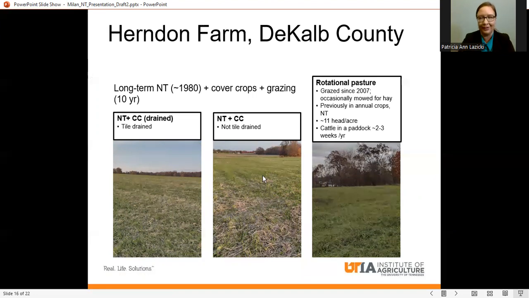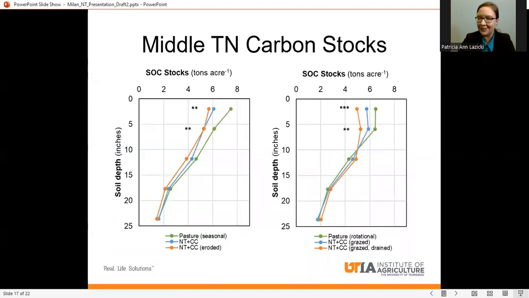And then we had a rotational pasture. So the cows were cycled through paddocks all year. And so the cows were in a paddock for about 2 to 3 weeks a year. So what did we find?